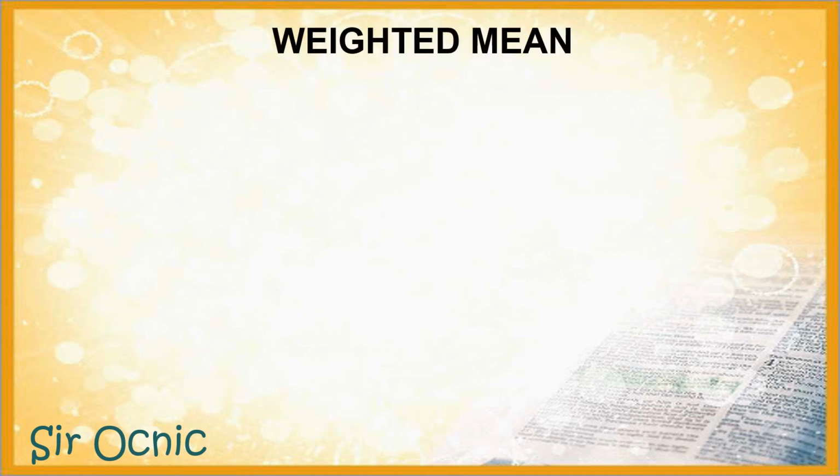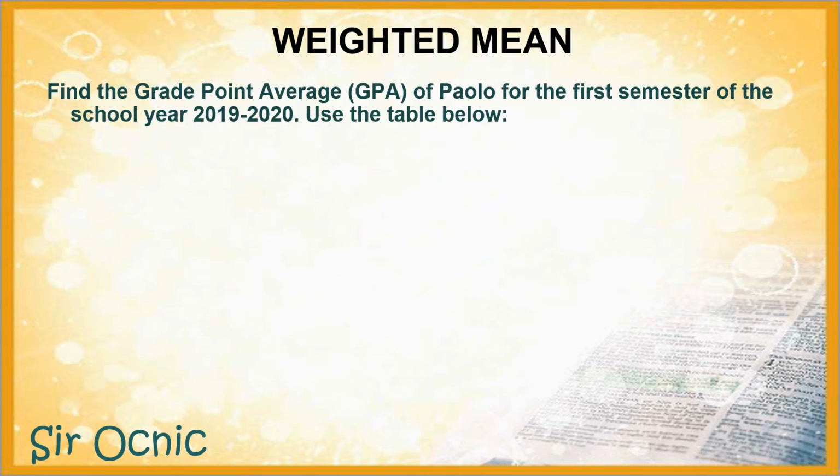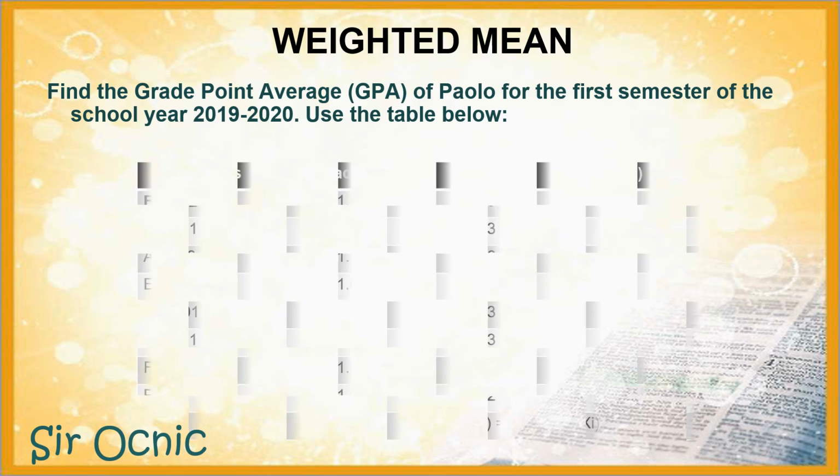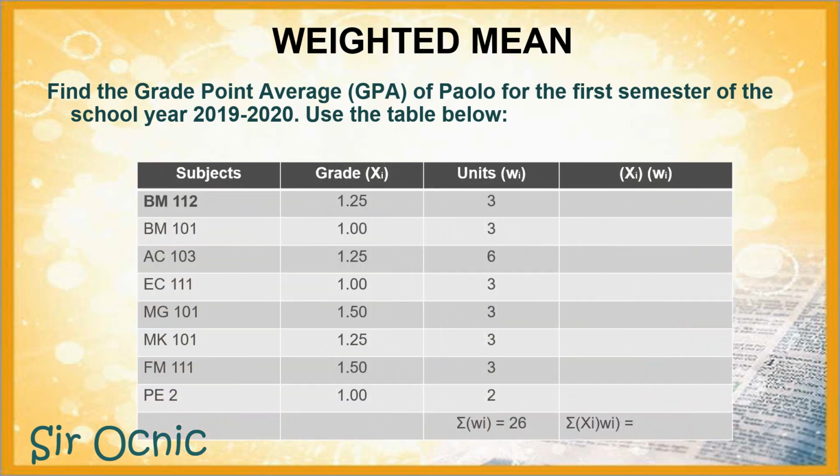We also have what you call weighted mean. Find the grade point average of Paulo for the first semester of the school year 2019-2020. Use the table below. The first column refers to the subjects of Paulo. The second column are the grades of Paulo, and the third column refers to the units of each subject.